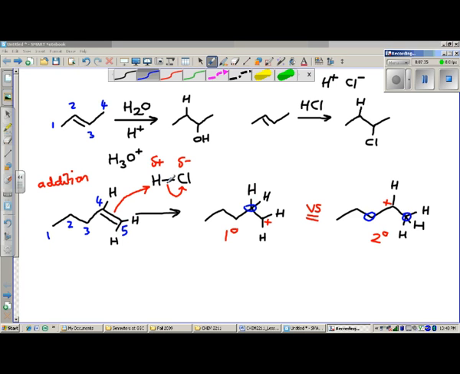Now, the other way to describe Markovnikov's rule is that when a hydrogen adds to a double bond, it adds in such a way as to form the most stable carbocation. In this case, secondary is more stable than primary. Okay, so 2 different ways of describing this thing called Markovnikov's rule.